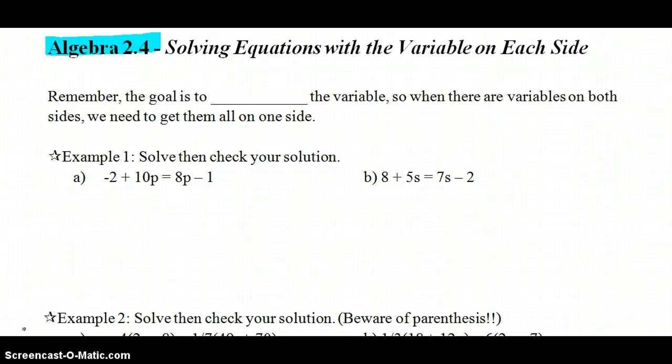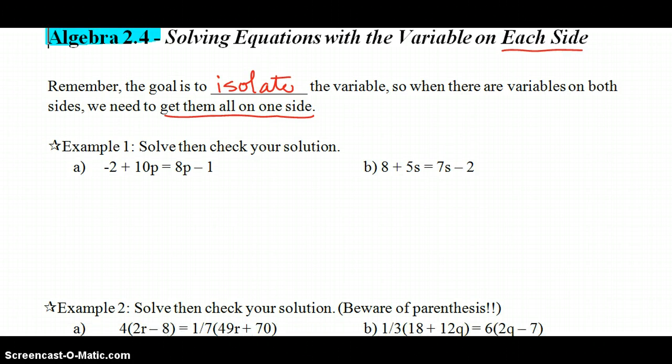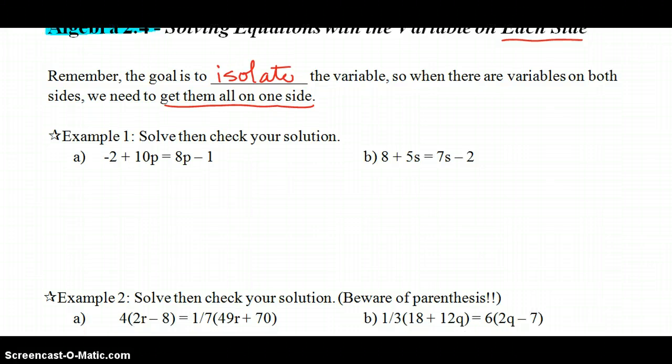Hello, algebra students. This is section 4 of chapter 2, where we're going to solve equations with variables on each side. The new twist to this section is there's going to be a variable on each side. So remember that the goal is to isolate the variable. So when there are variables on both sides of the equation, we need to get them all to one side. All right? And as we work this, I want you to remember, I've got the power.